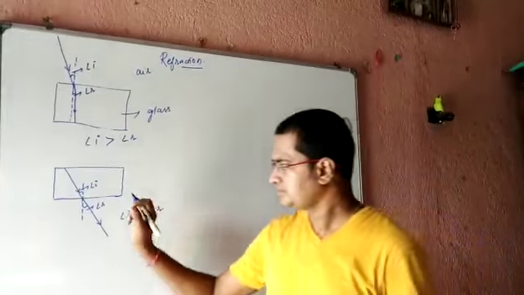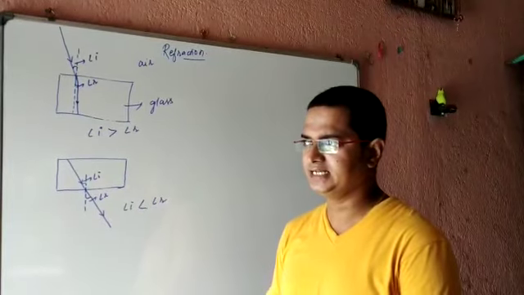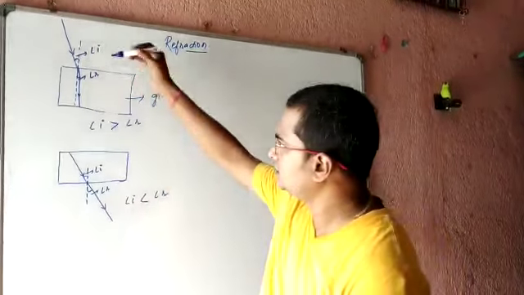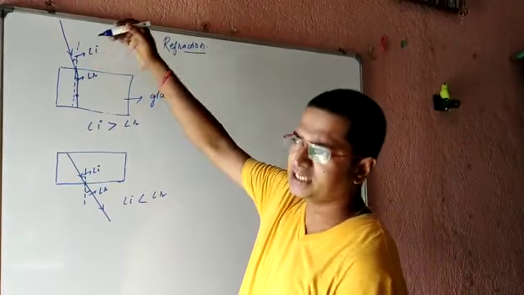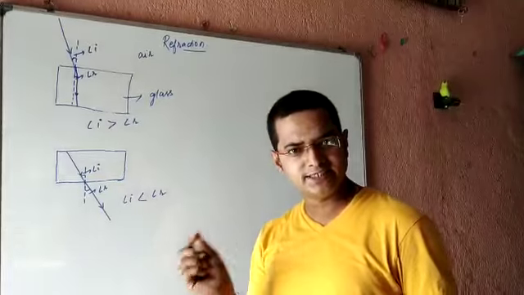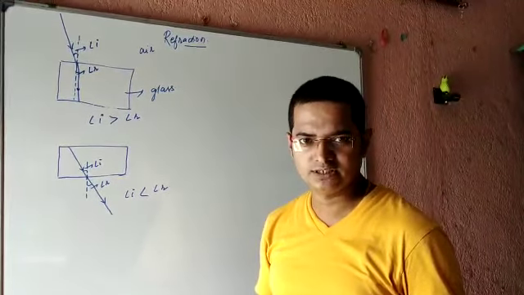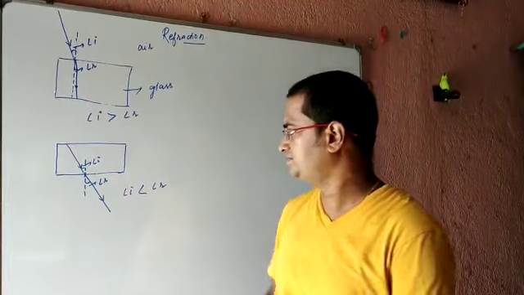Now, first and foremost thing, as the definition says, refraction is defined as the phenomena of bending of light. Now the question arises, why does the ray bend? The ray bends because there is a change in density, and because of the change in density there is change in velocity. So the velocity changes because of which the ray bends.